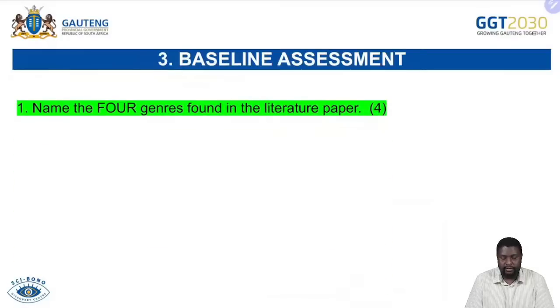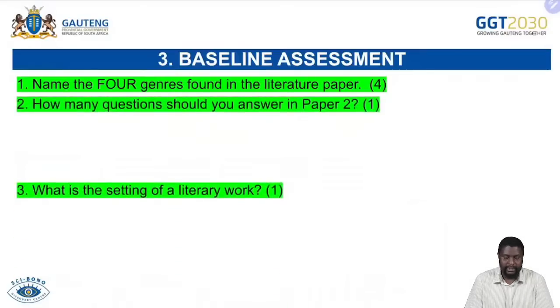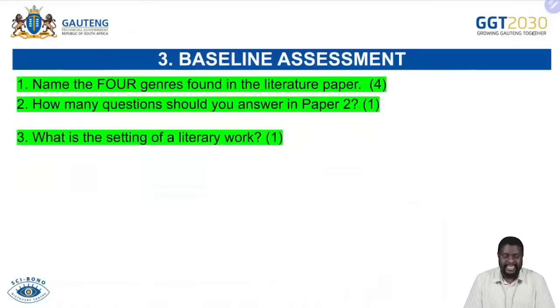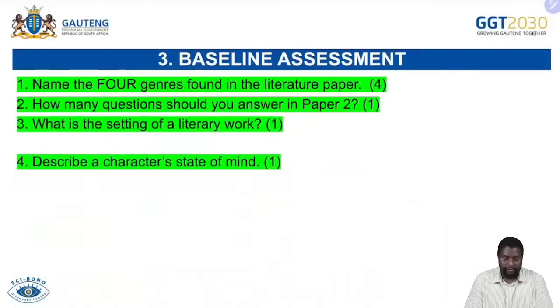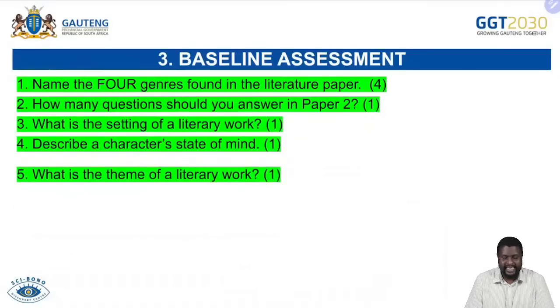name the 4 genres found in the literature paper for 4 marks. Number 2, how many questions should you answer in paper 2 tomorrow for 1 mark? Number 3, what is the setting of a literary work for 1 mark? Number 4, describe a character state of mind. And the last one, what is the theme of a literary work for 1 mark? Now you have 3 minutes to answer these 5 questions.